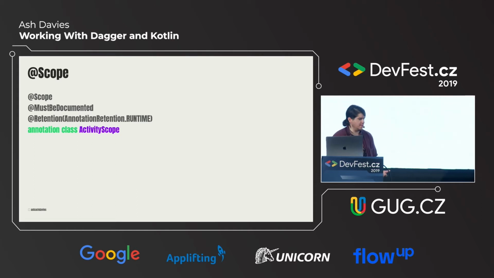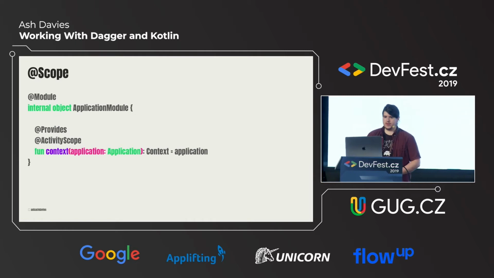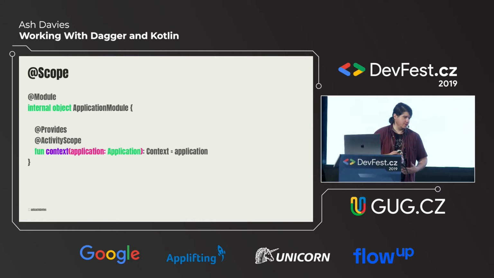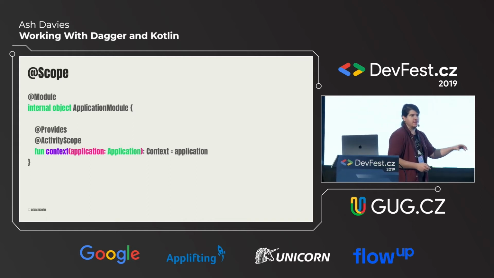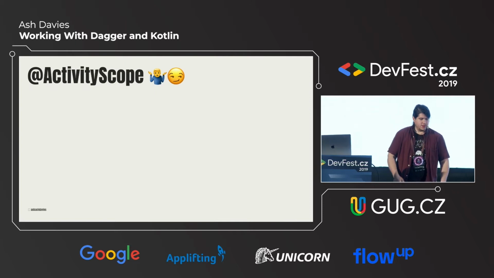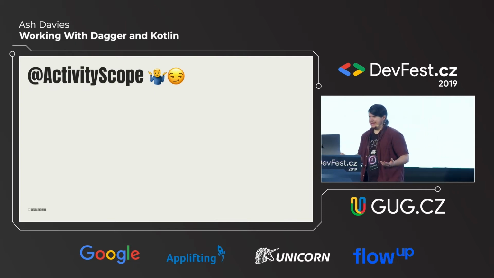And then you have to have this must be documented thing as well. So you apply your scope annotation to your context or whatever you're providing in your module, like so, and your instance will then live as long as your component that is built for that target. So what is activity scope?